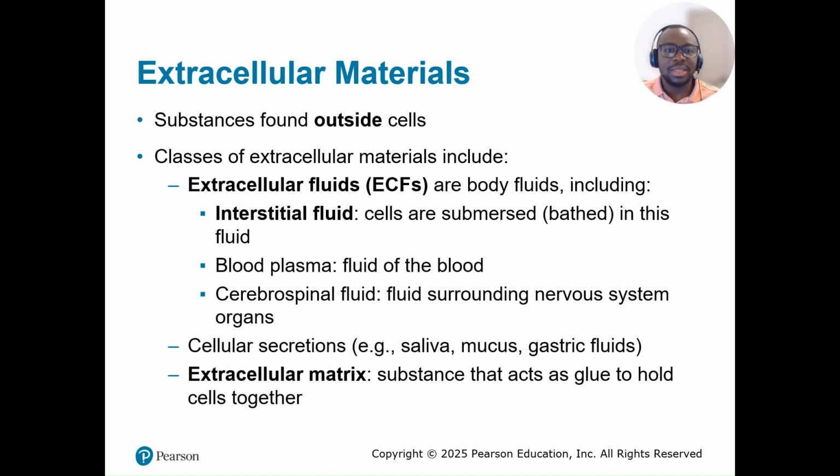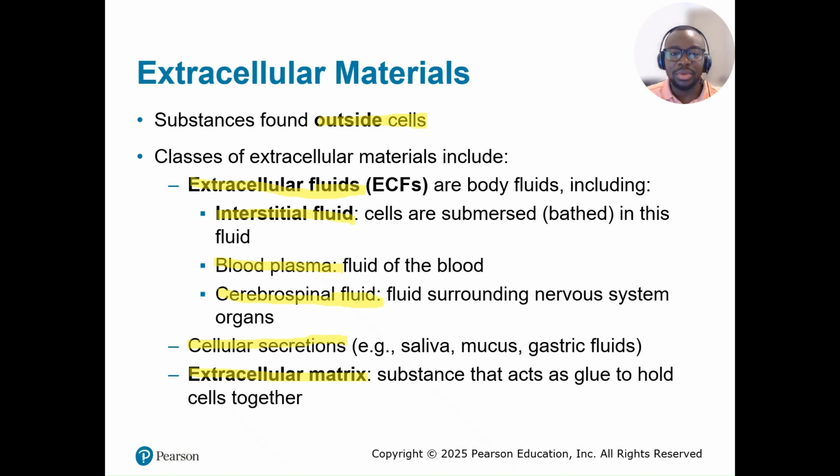Now let's talk about extracellular materials. Extracellular materials are substances found outside cells and include extracellular fluids, cellular secretions, and extracellular matrix. Examples of extracellular fluids are interstitial fluids, or the fluid that cells are submerged in, and blood plasma, or the fluid of the blood. So blood is made of two components, a liquid component called plasma and a solid component called the blood cells. Another example of extracellular fluid is the cerebrospinal fluid.